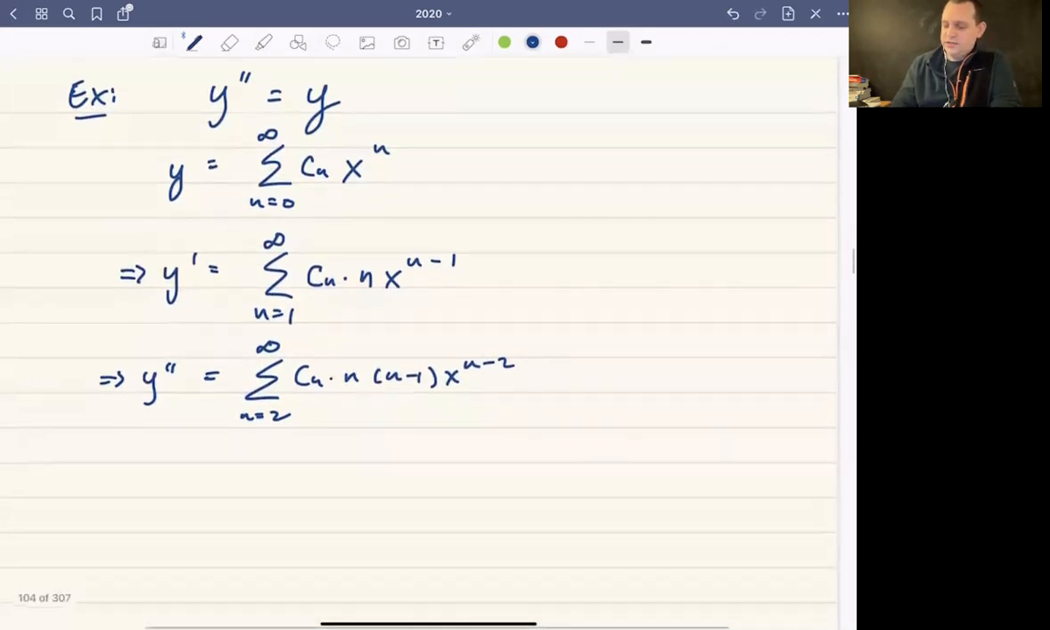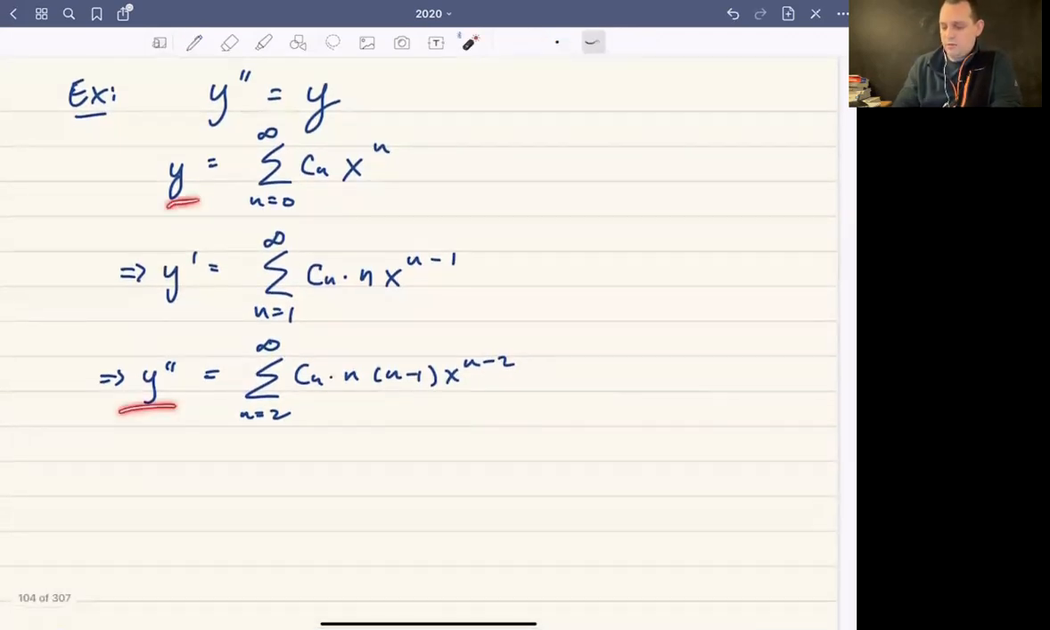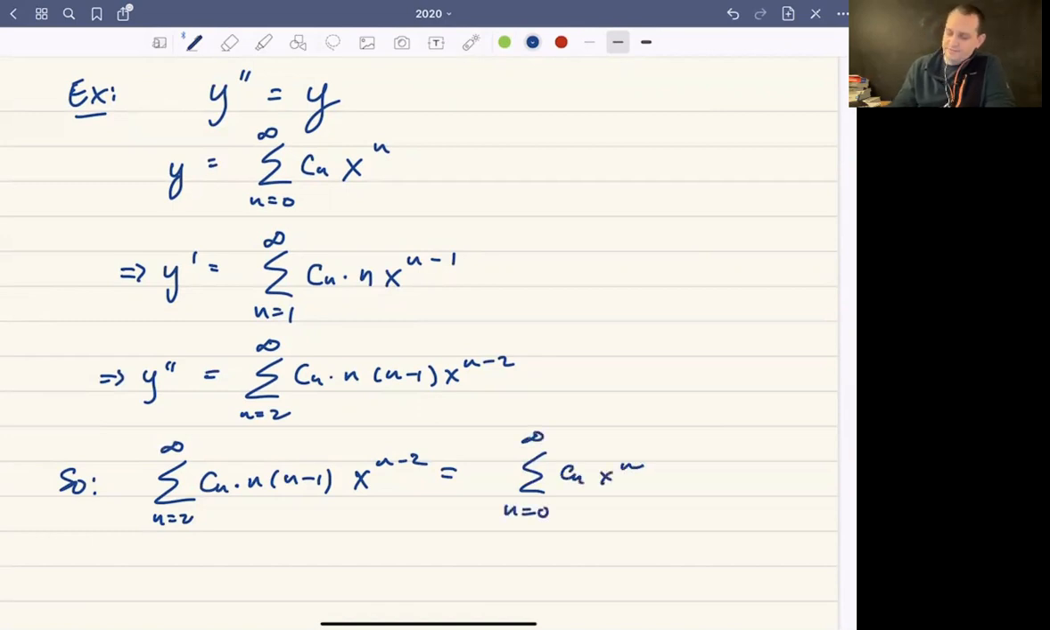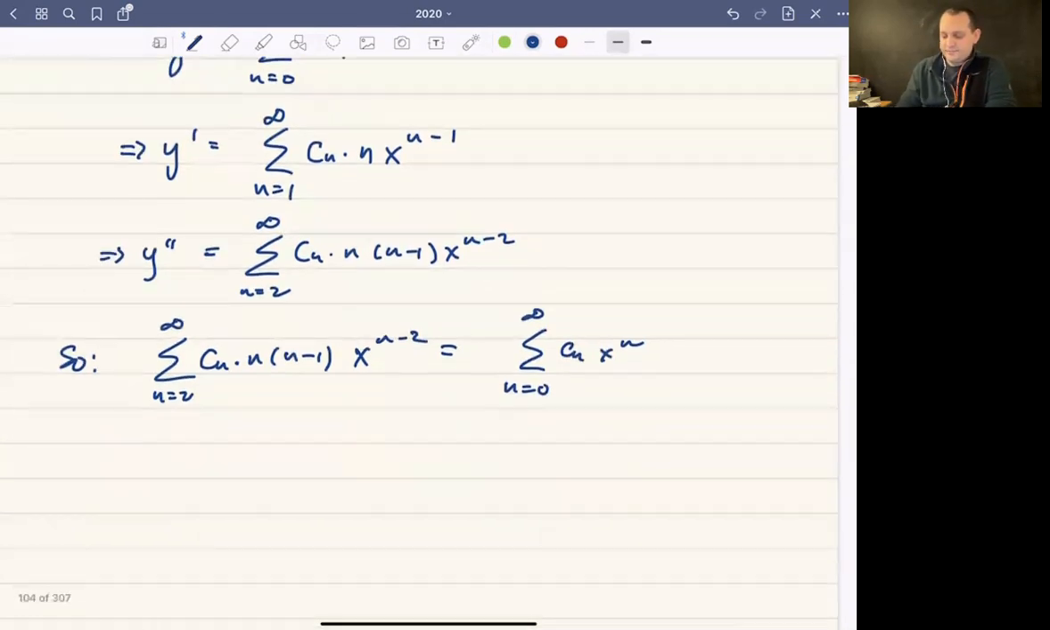And then we're going to take y double prime and y and plug them back into our differential equation. And so this tells us that the sum from 2 to infinity, c sub n times n minus 1, x to the n minus 2, is equal to the original function y, which is the sum from 0 to infinity, c sub n x to the n. Now we don't have to do anything with the right-hand side. The left-hand side, we're going to shift the index by 2.